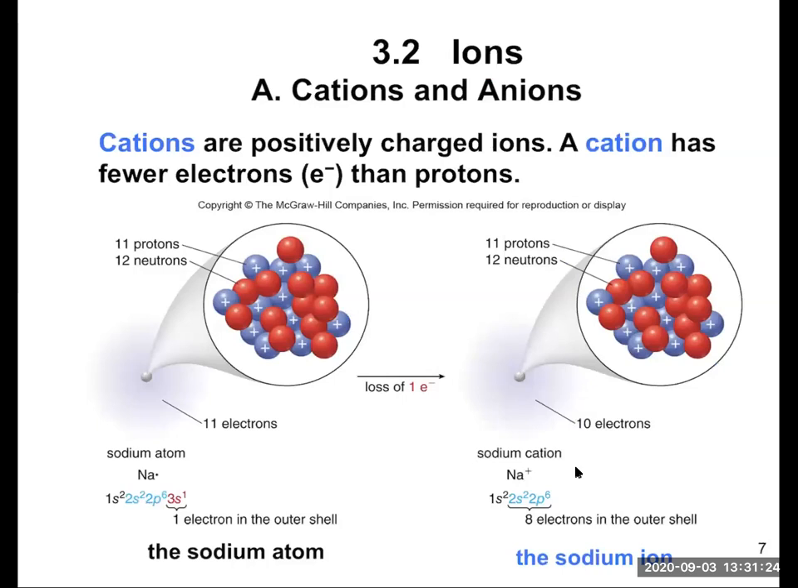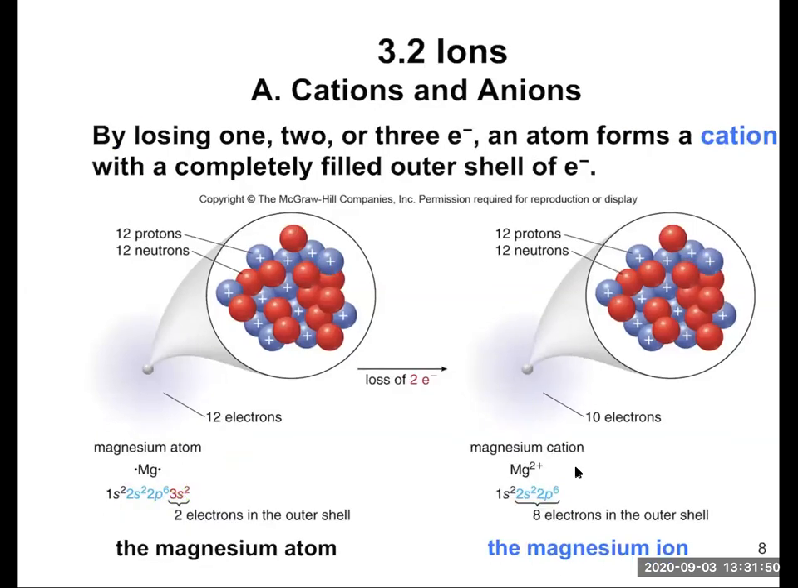So for example, we have here sodium, which is Na without a charge. This is the electron configuration. But if we look at sodium with a charge, this electron is coming off. So this is the electron configuration of sodium plus. It has fewer electrons. Cations give off electrons. On the other hand, anions are going to accept electrons.